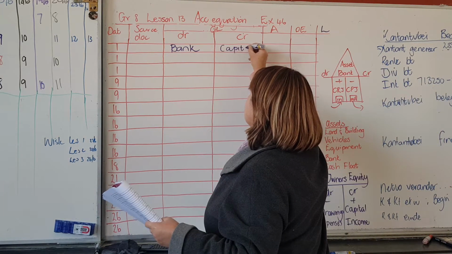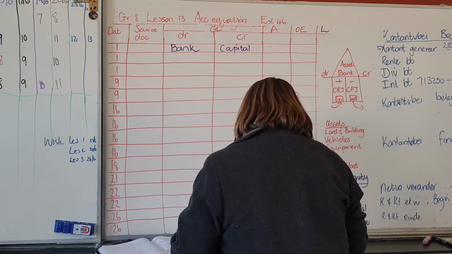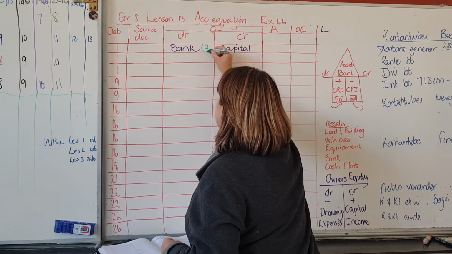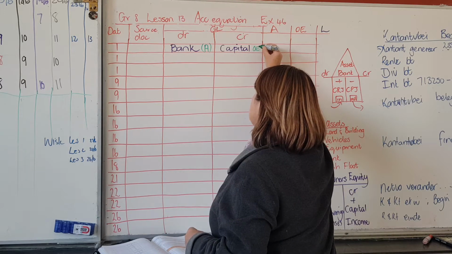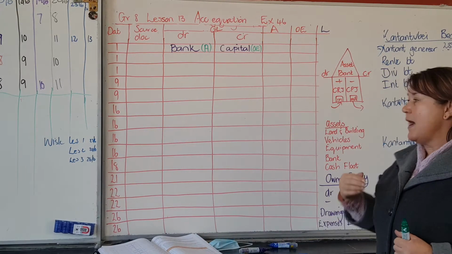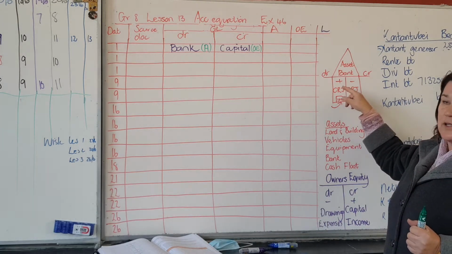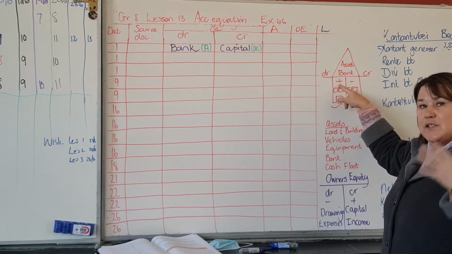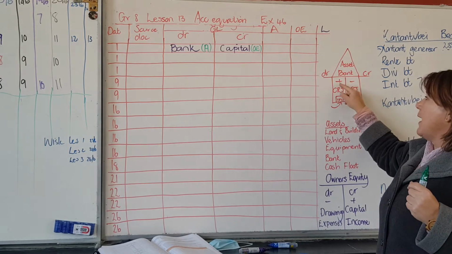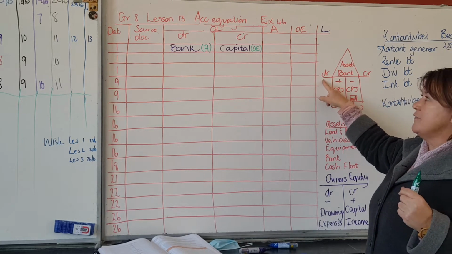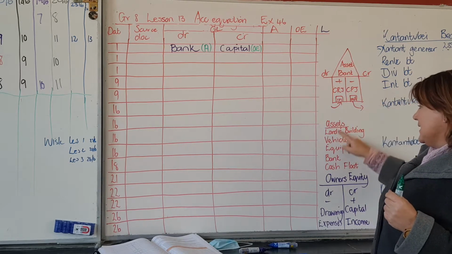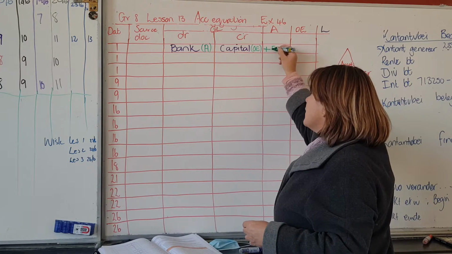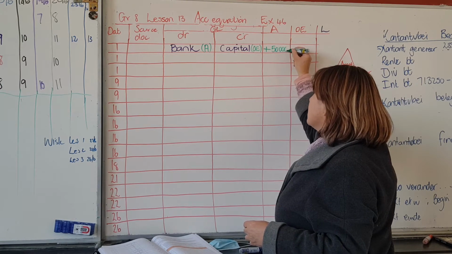So let's just see. Remember, bank is an asset and capital is owner's equity. Alright, so remember, money went into your bank account because you've received money from the owner. Then they made a deposit into the bank account. So your bank account increased, that's why you've debited your bank. And bank is an asset. So your bank account is going to increase your assets with 50,000 Rand.